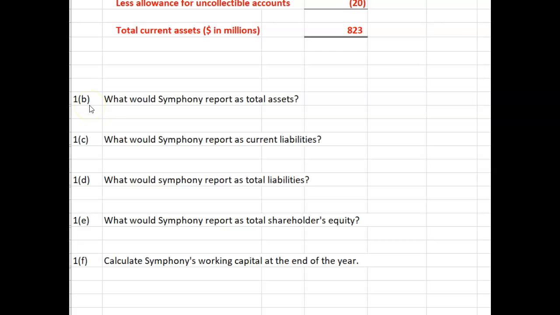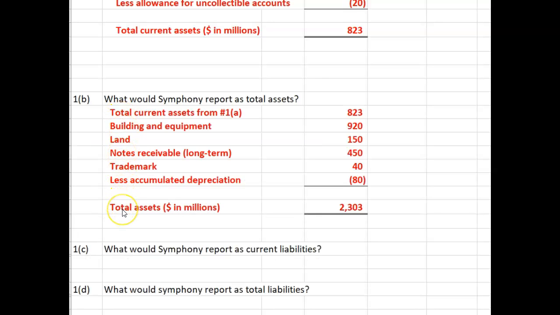Number 1B. What would Symphony report as total assets on its balance sheet? Please pause your video and calculate total assets for Symphony. Then start your video again to check your work. Symphony's total assets is $2,303,000,000, calculated as follows. Their total current assets, taken from our solution to number 1A above, were $823 million.